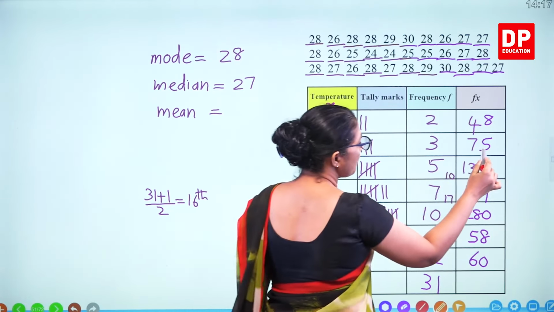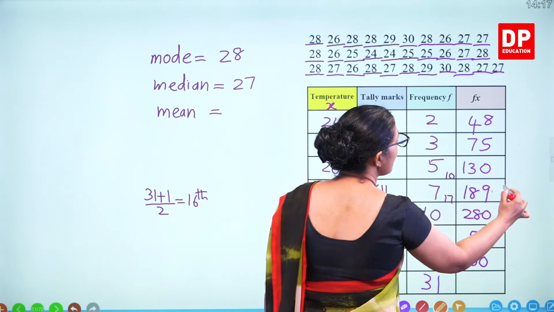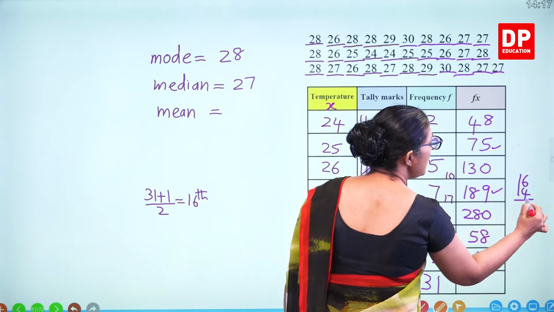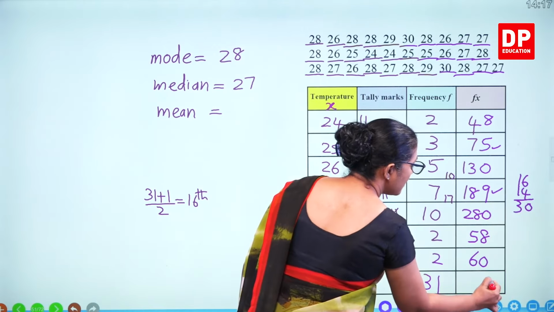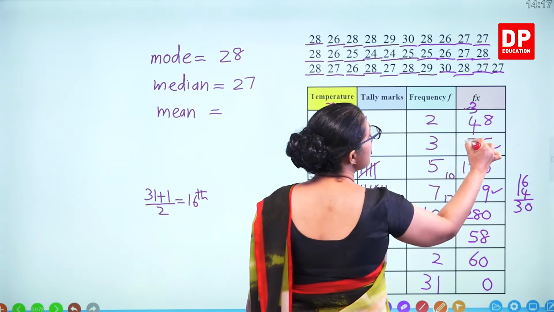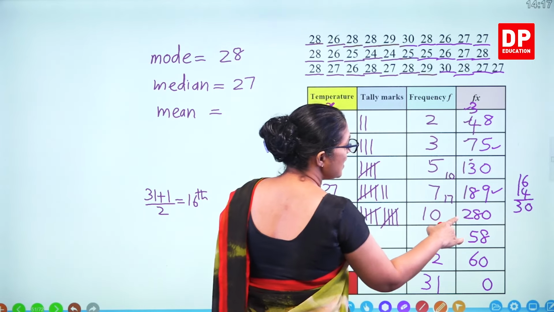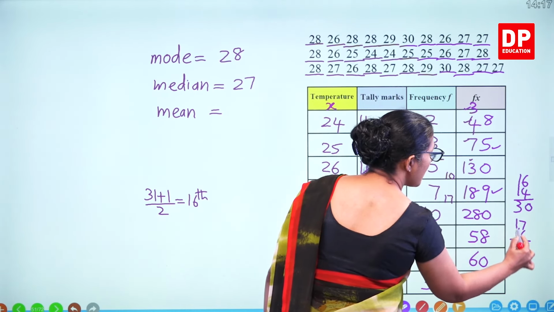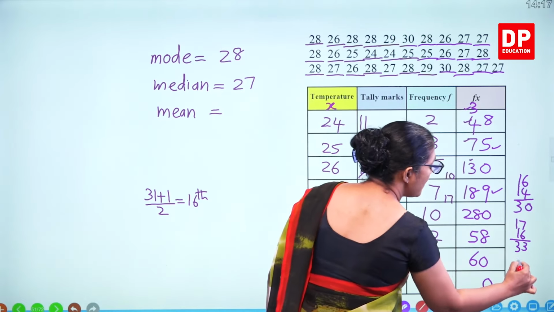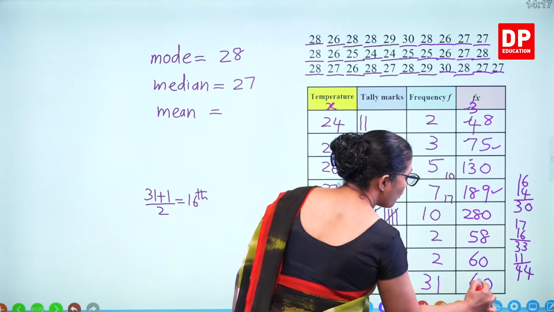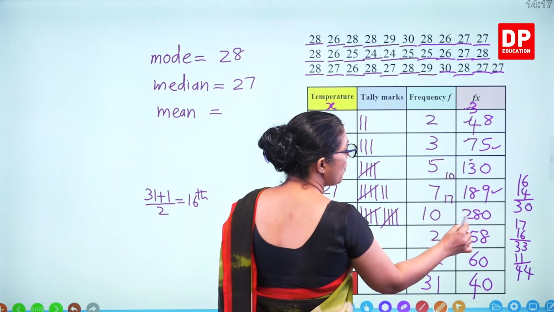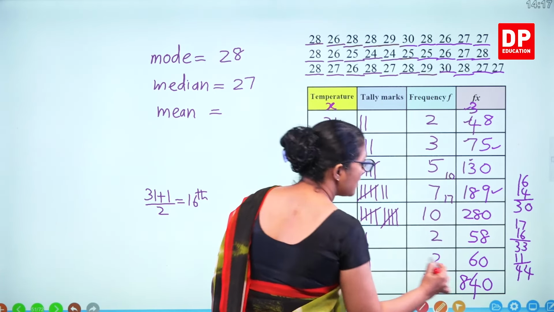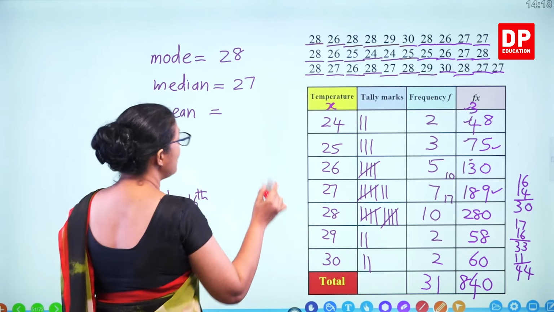Now take the total. 9. 9 plus 5, 14. 8 and 8, 16. 16 plus 14, you get 30. So 3 remaining. So 3 and 7, 10, 14, 17. 17 plus 16, you get 33. 33 plus 11, 44. So 4 there, 4 remaining. Here 4 plus 2, 6 plus 7, 8. 840 is the total. So what's the mean value?